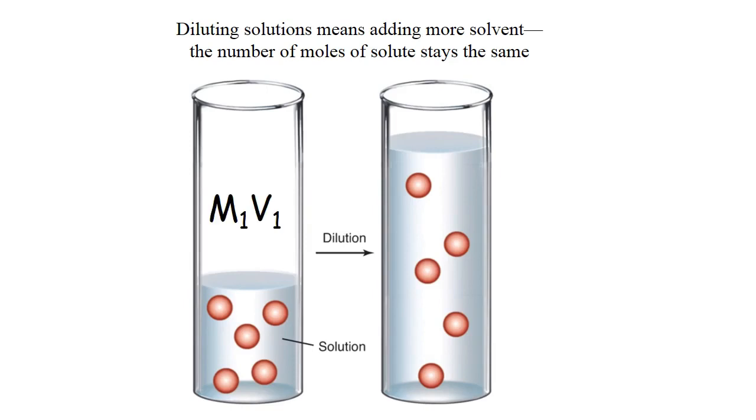So molarity times volume of this solution on the left-hand side, that should give us moles of solute, because molarity is moles per liter. We multiply by the volume in liters. That should give us moles.